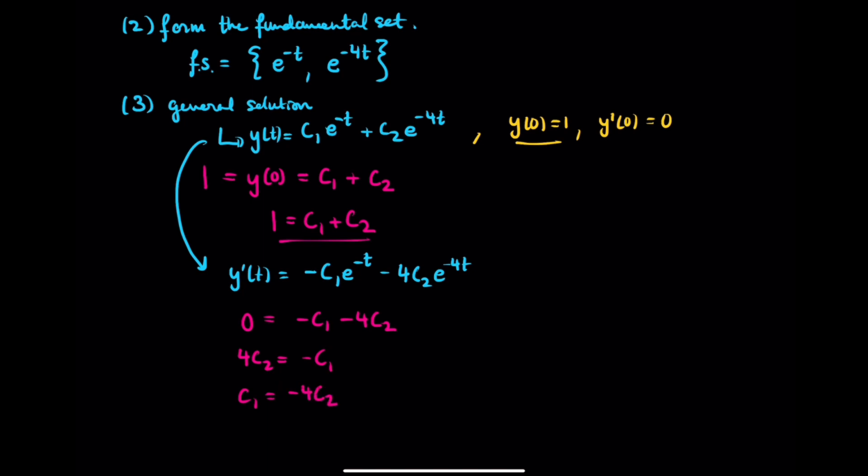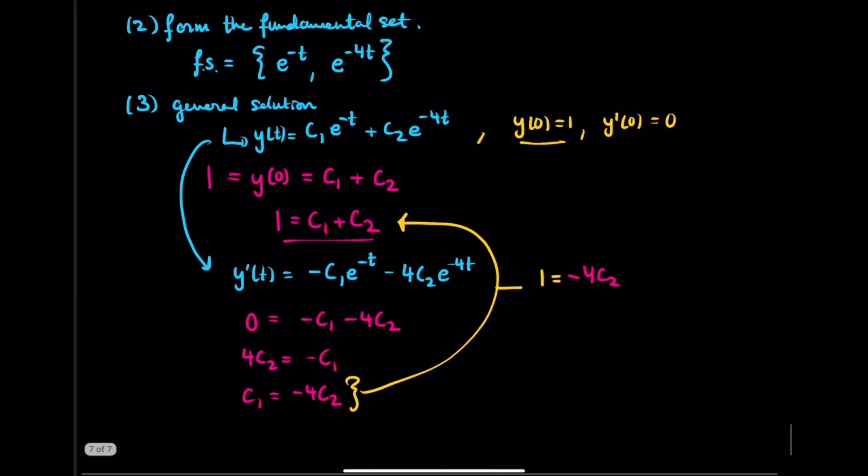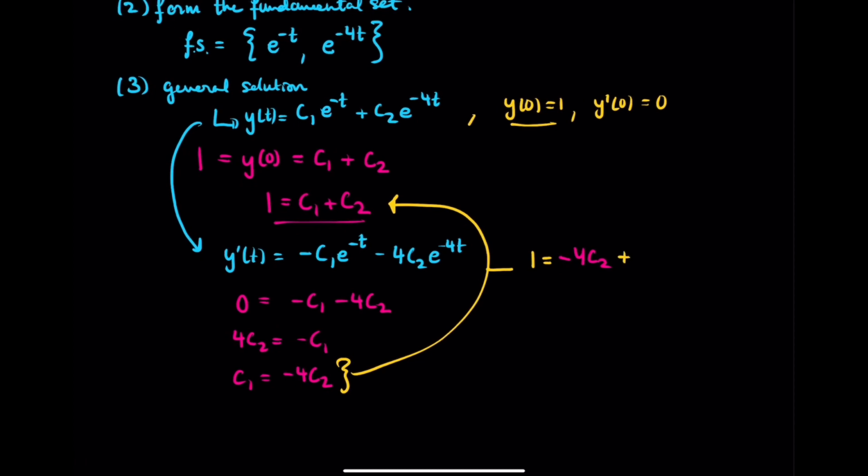Then we plug this into the first equation: 1 equals c1, and c1 is minus 4c2, plus c2. This will be minus 3c2 equals 1, so c2 equals minus 1/3. Now we need to find c1. c1 is minus 4c2, so c1 is 4/3.